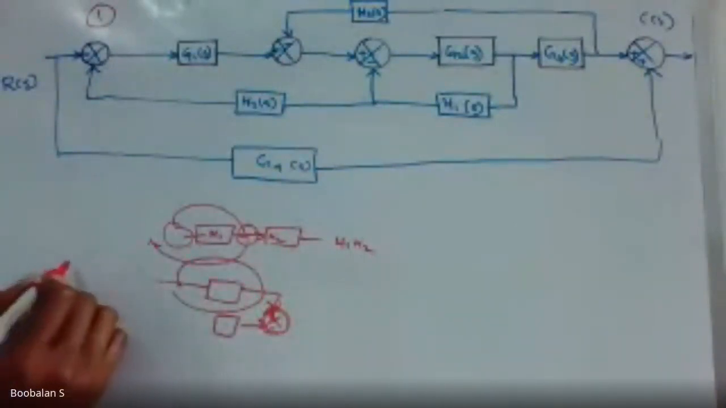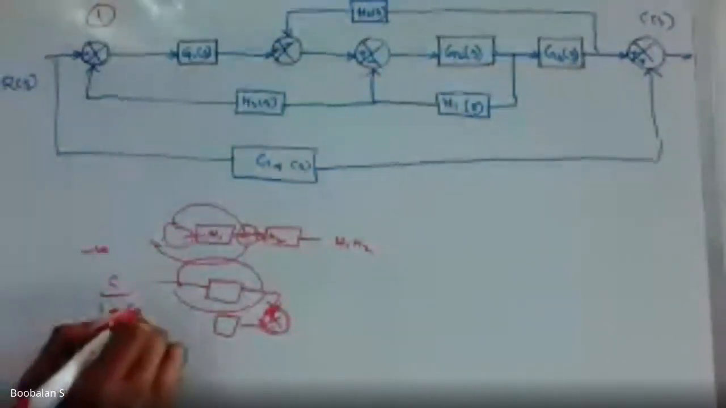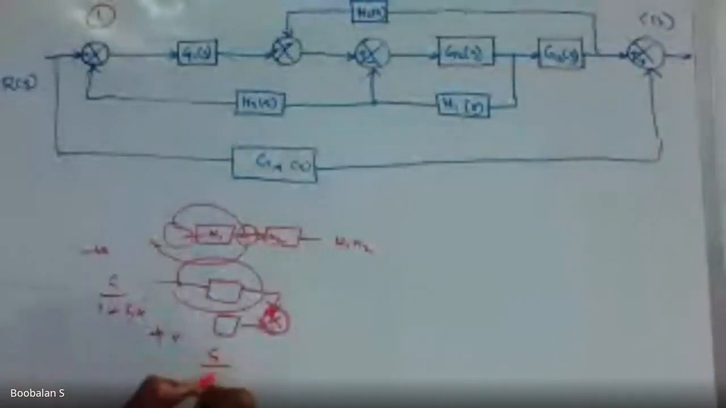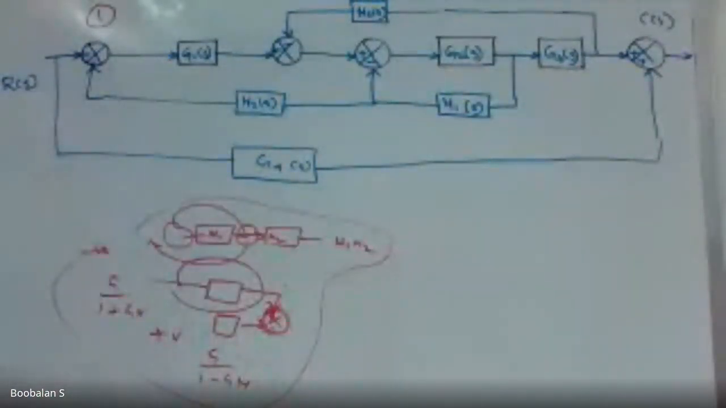And we'll see about negative feedback: G by 1 plus GH. If it is positive feedback, G by 1 minus GH. These are the things we have in mind, so then we can solve this problem, right?